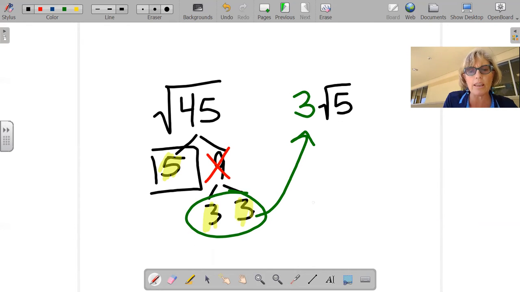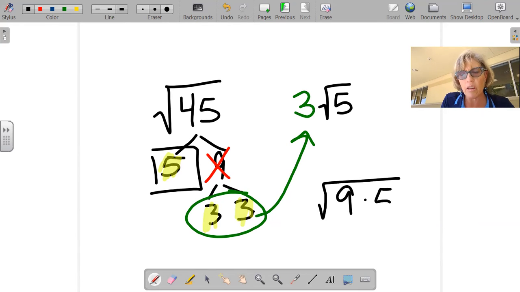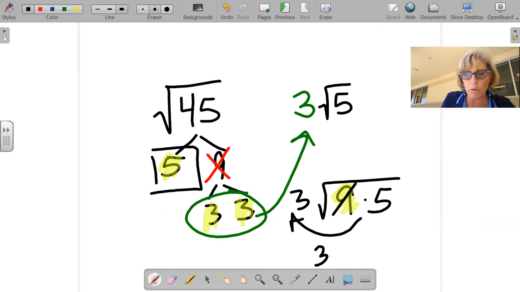Another way you could look at that is you simply ask yourself, what is a perfect square that's in 45? And that would be 9 and 5. And if the 9 is perfect, it gets to go out. And again, you get 3 root 5.